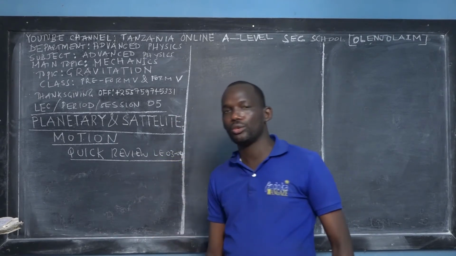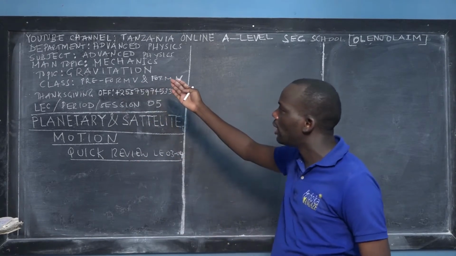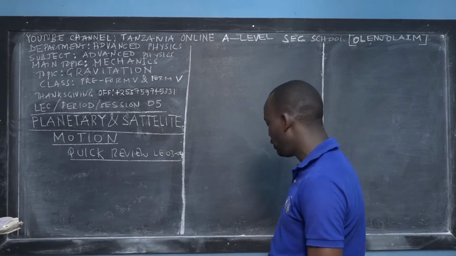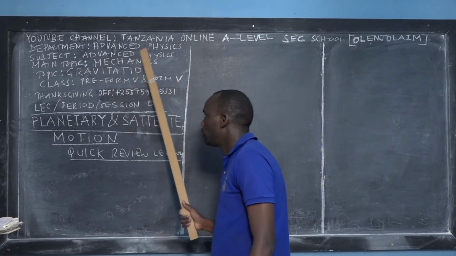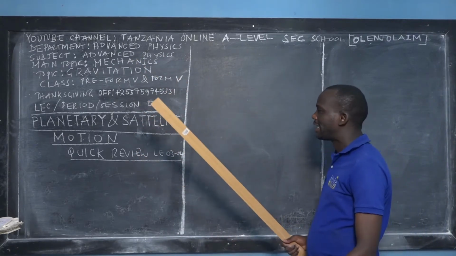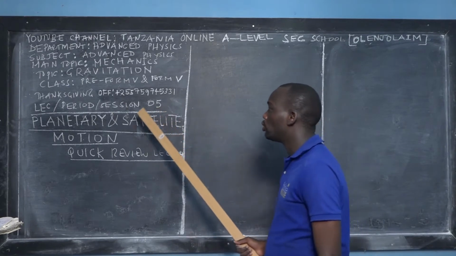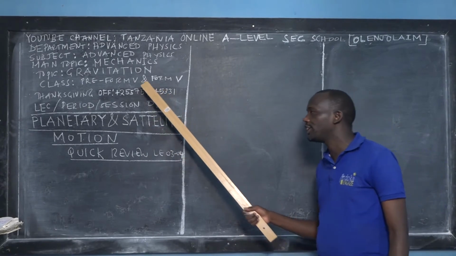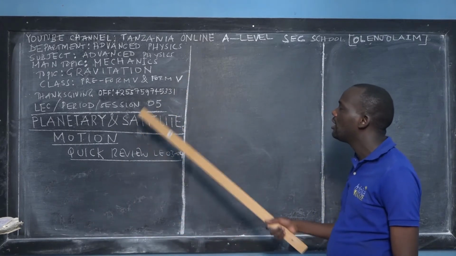So I would like also to welcome you into this video, and today I will be teaching you advanced physics, and the main topic is mechanics, the main topic of physics of Form 5. We are learning classical mechanics, fluid mechanics, properties of matter, and also measurement. Then the topic of the day is gravitation, and this class is dedicated to the pre-Form 5 students of the United Republic of Tanzania and neighboring countries in the African continent.